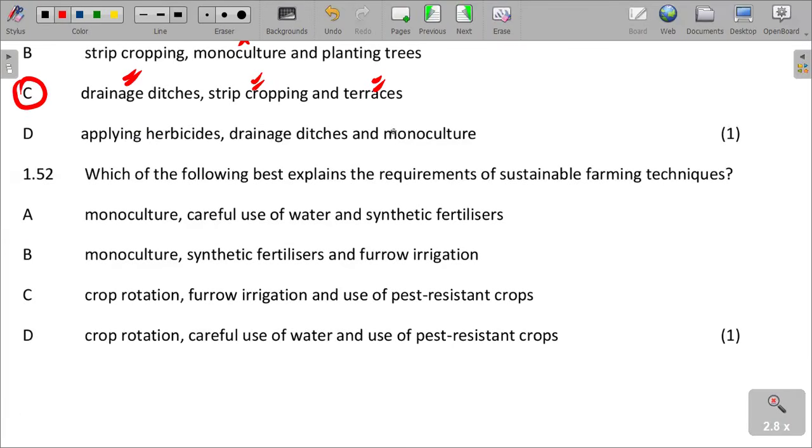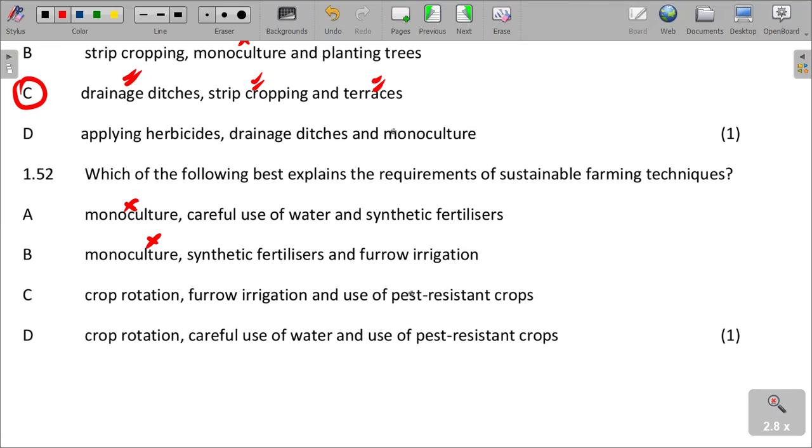Which of the following best explains the requirements of sustainable farming? We are saying sustainable. The moment we say monoculture, it becomes not sustainable. The moment we talk about monoculture, it becomes unsustainable. And then crop rotation, furrow irrigation, use of pesticides, use of pest-resistant crops.